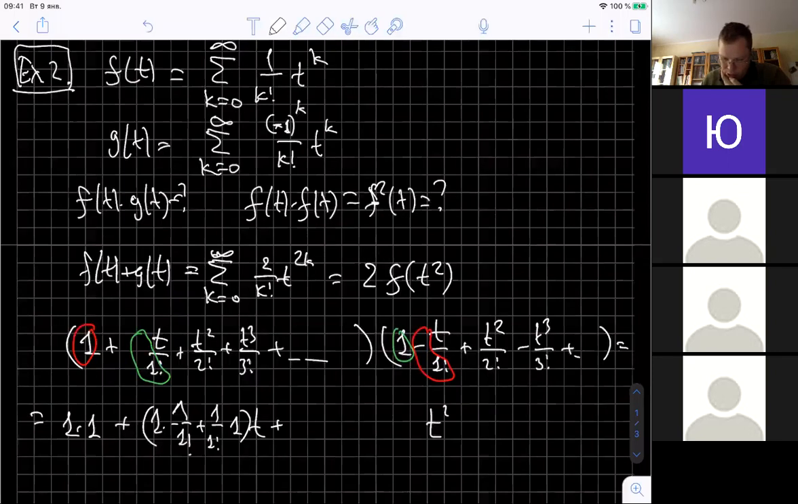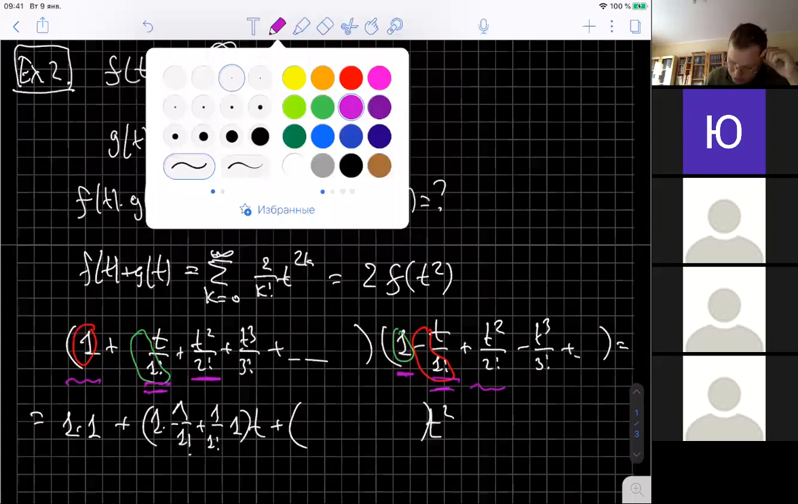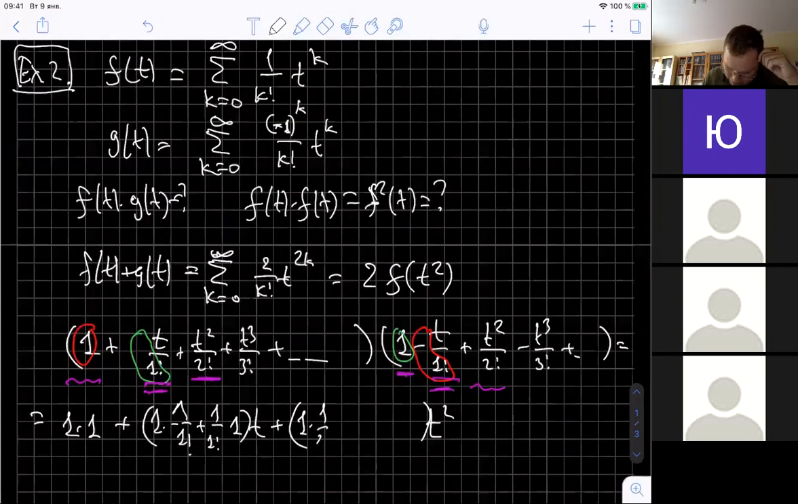Okay, so if you want to calculate the coefficient in t squared, then you can take the coefficient before t squared here and from t to the 0 power here, or from t to the 1 here and t to the 1 here, or you can take the coefficient before t in the 0 power here and before the power 2 in the square here. So we'll have something like that. Okay, so you just take this coefficient.